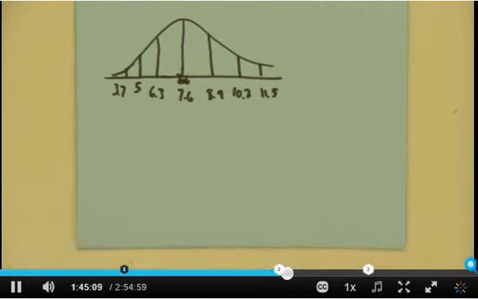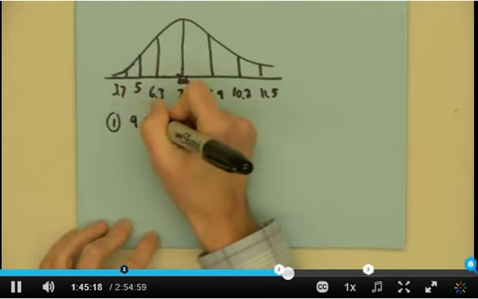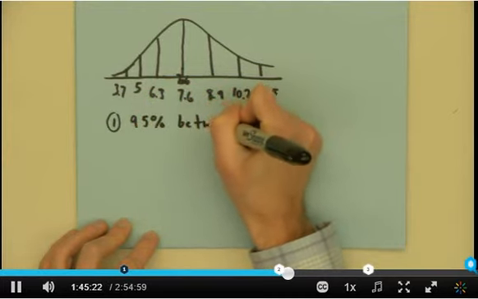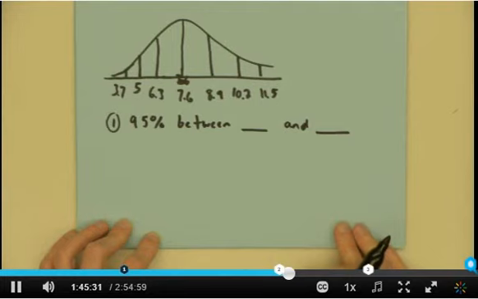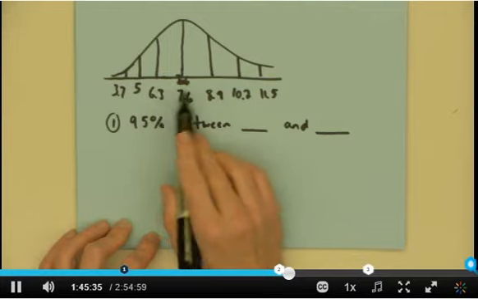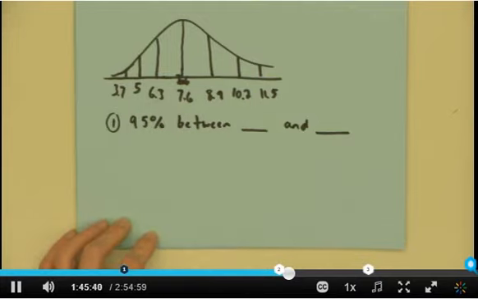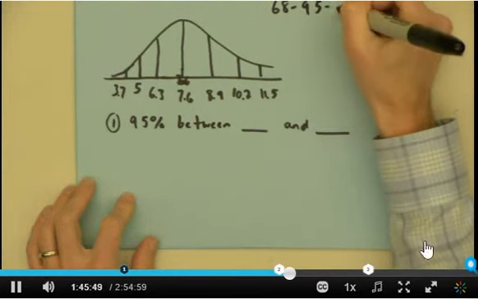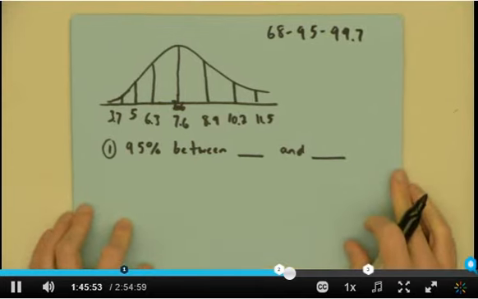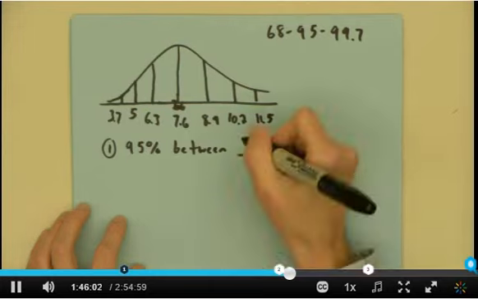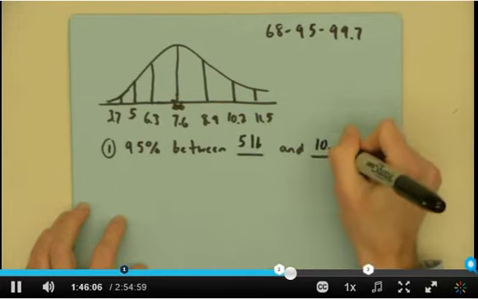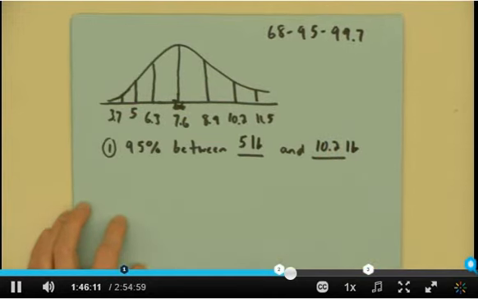Backtracking from that, in what range will I find 95% of all babies' birth weights? Which two values? Between 6.3 and 8.9. So how many standard deviations above and below is that? 1. And the empirical rule tells us that 1 standard deviation gives us the 68%. Remember, it says 68, 95, 99.7. So I want to be 2 standard deviations away. 5 pounds and 10.2 pounds. According to this model, that's where 95% of birth weights should fall.